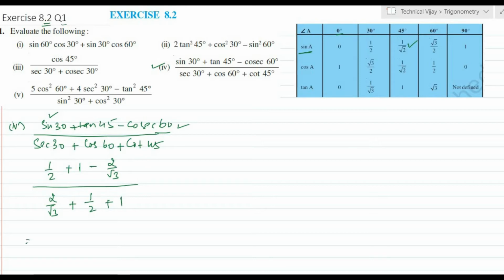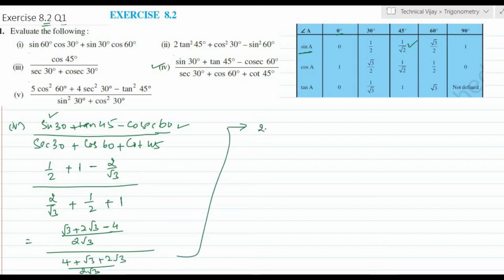So this we will simplify here. The LCM will be 2 root 3, and here root 3 plus 2 root 3 minus 4. This is the numerator, and in the denominator also 2 root 3 is the LCM. So here 2 into 2 is 4 plus here root 3 plus 2 root 3.